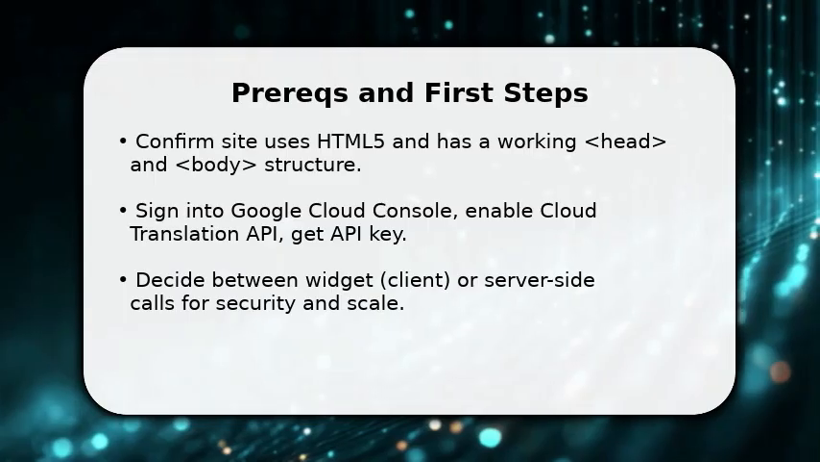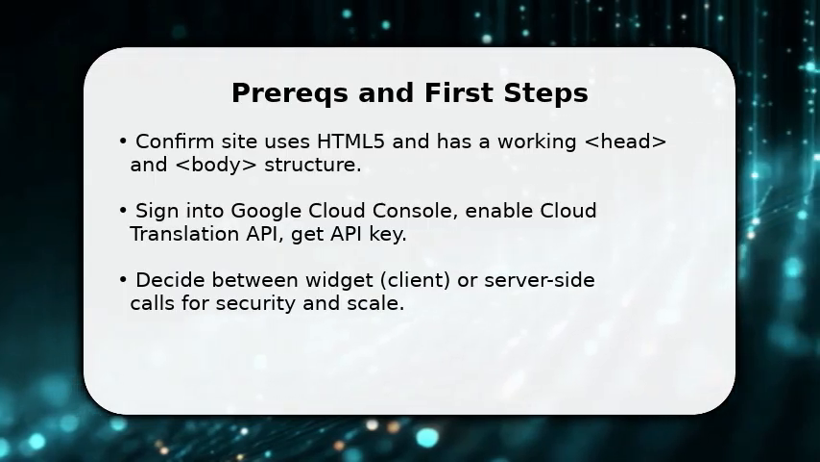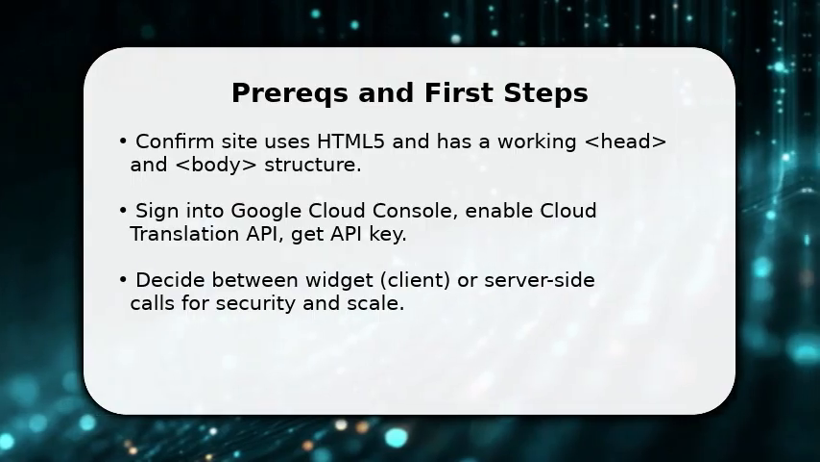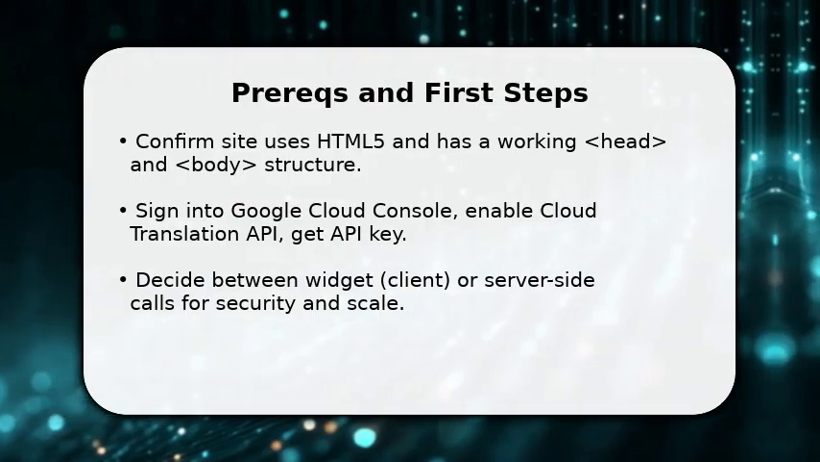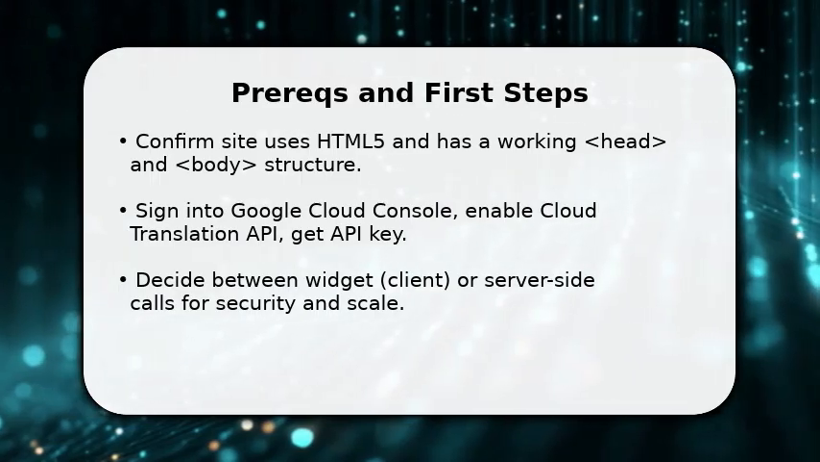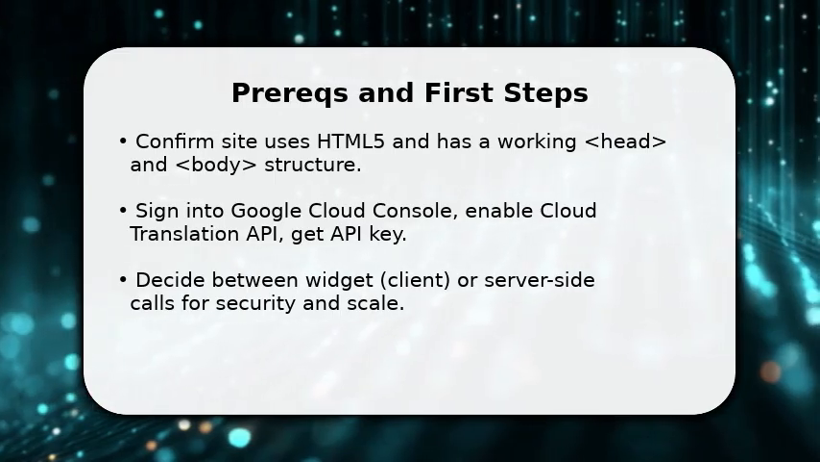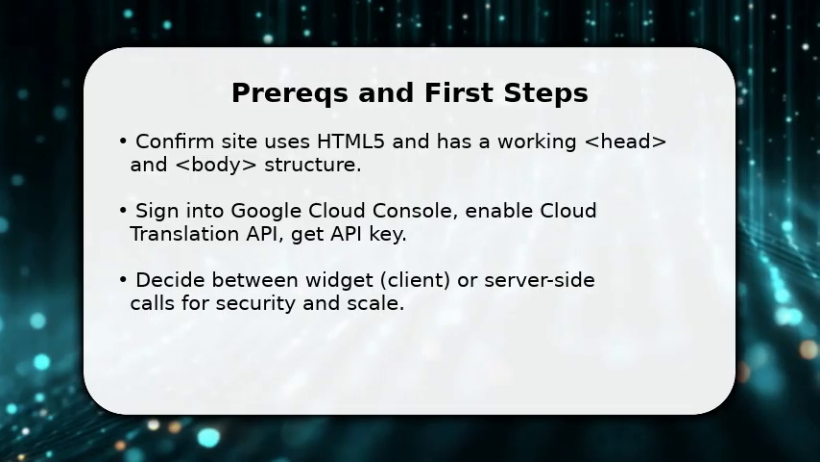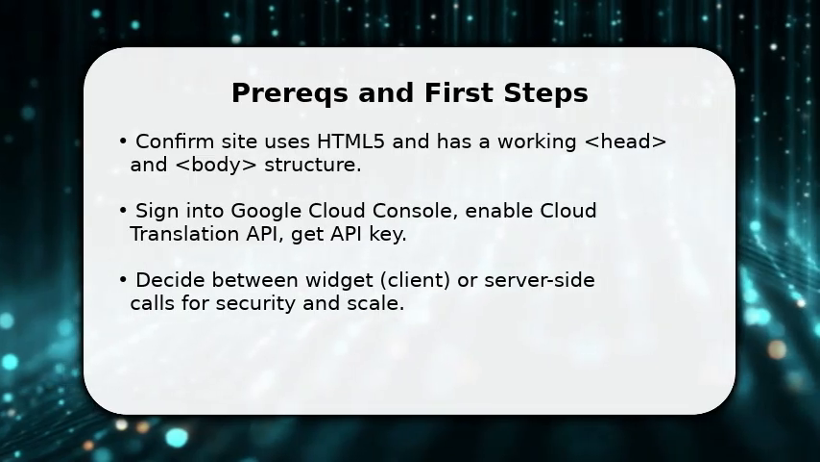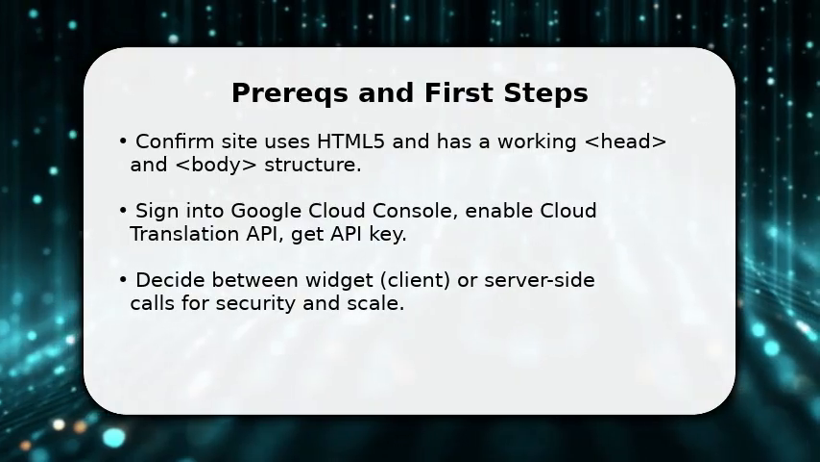You already have HTML5 and a site shell. Now start by enabling Google Cloud Translation and generating an API key. Once you have the key, decide whether to use a client-side widget for fast setup or server-side calls to protect the key. Create a config file or a secure environment variable if you'll call the API from the server. Make sure to restrict the API key by referrer or IP.